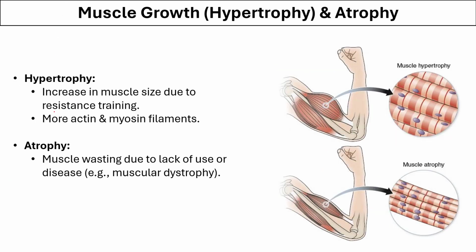Extensive resistance training and workout can increase your muscle size, and that is called hypertrophy of muscles. Basically, you're building more actin and myosin filaments in your body, so it has to be supplemented with a high protein diet. Sometimes when you're not using some muscles enough, or there is some degenerative disorder, it leads to wasting of muscles, and that is called muscular dystrophy.